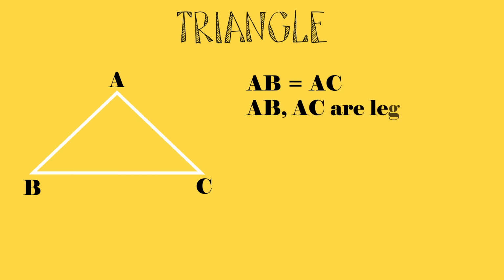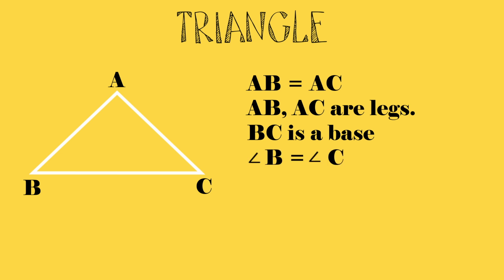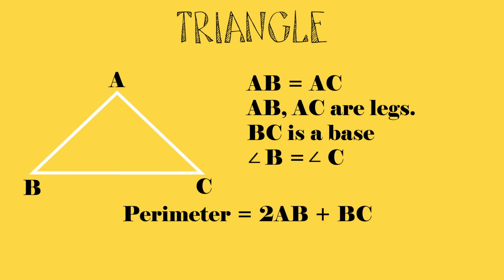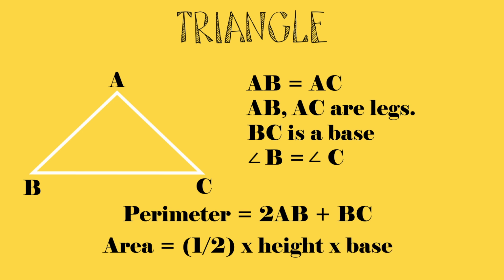An isosceles triangle. An isosceles triangle is a triangle with at least 2 sides of equal length. These 2 sides are called the legs, while the third side is known as the base. Not only that, but the angles opposite to the equal sides are also equal. The perimeter is the sum of 2 times the length of one leg and the base. The area of an isosceles triangle is half the product of its height and the base.